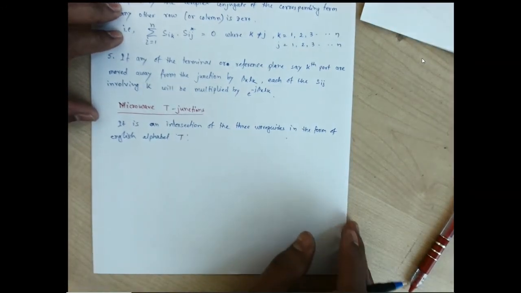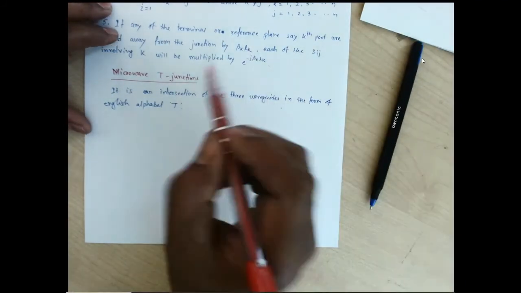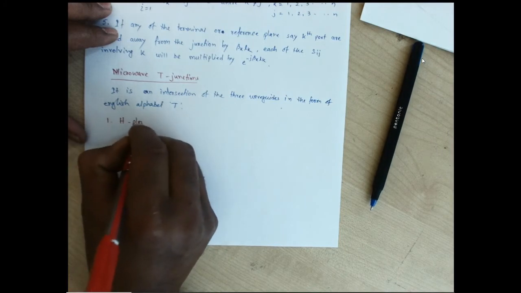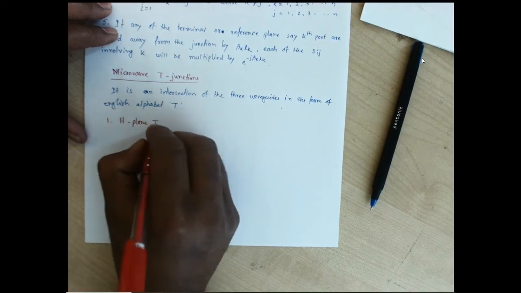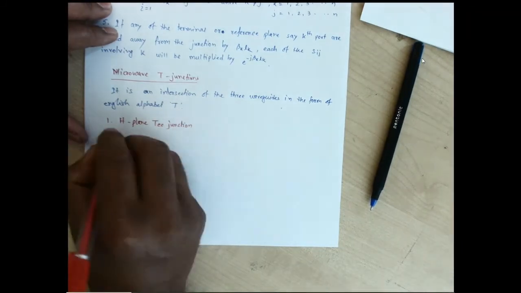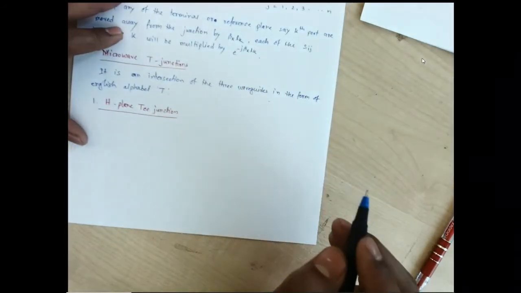Okay, so first T junction is known as H plane T junction. Okay, I'm just drawing this one first.